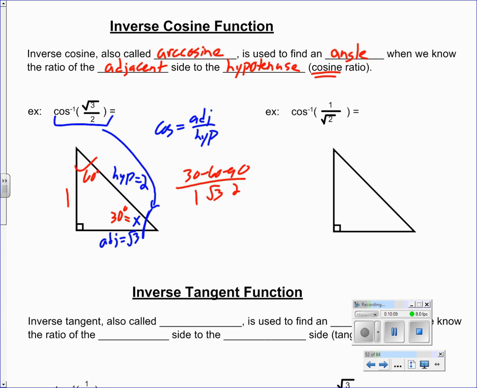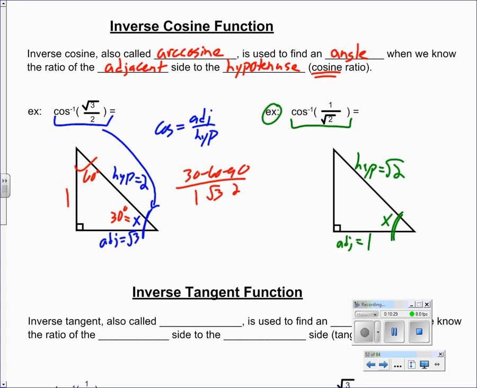Same idea on the second example. Right, cosine inverse 1 over square root 2 means if I mark off an angle, I'm going to set the adjacent side equal to 1 and the hypotenuse equals square root 2. That way I have a cosine of 1 over square root 2.